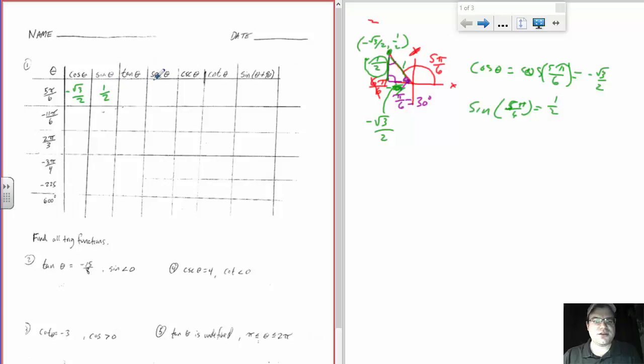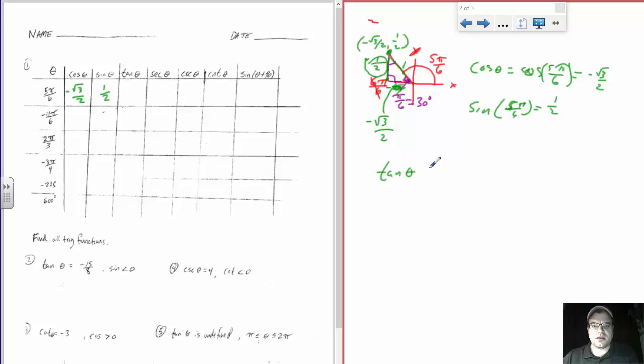Okay, the tangent is going to be the sine over the cosine. So I'm going to write over here what I mean by tangent, sine over cosine. I'm going to basically say that the tangent of theta, for this case, will be 1/2, this fraction, divided by negative root 3 over 2. When you divide by a fraction, you multiply by the reciprocal of the bottom fraction. So what I'm going to say is multiply instead by 2 over negative root 3. So we're going to ignore this now. Multiply straight across. 1 times 2 is 2, and 2 times negative root 3 is negative 2 root 3.